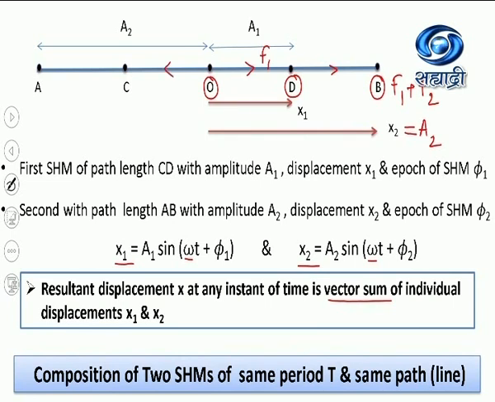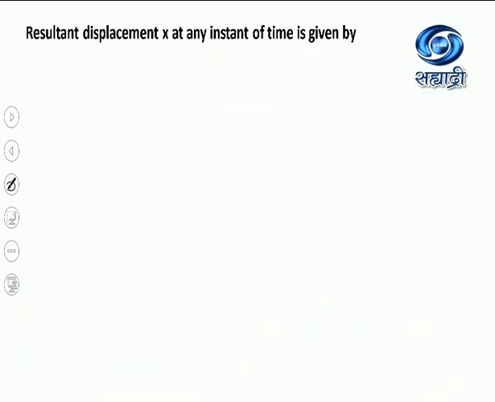The same thing is happening again. Instead of coming back to O, the particle again moves to A and then comes back to O. In this way, the oscillations are performed by a single particle. So let us now understand how to find the resultant displacement x at any given instant of time.